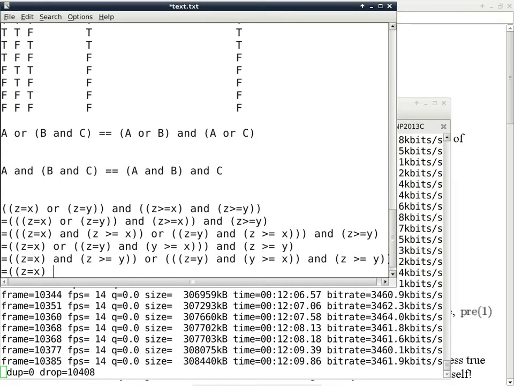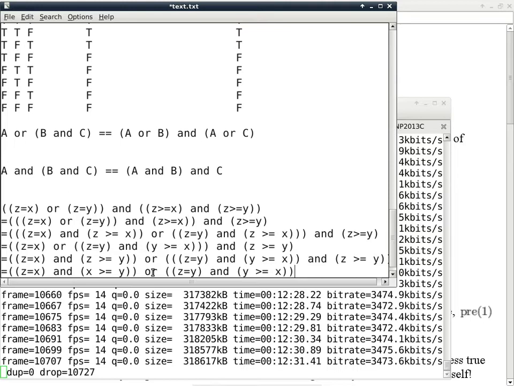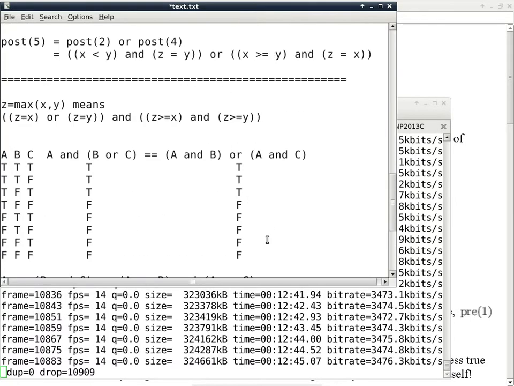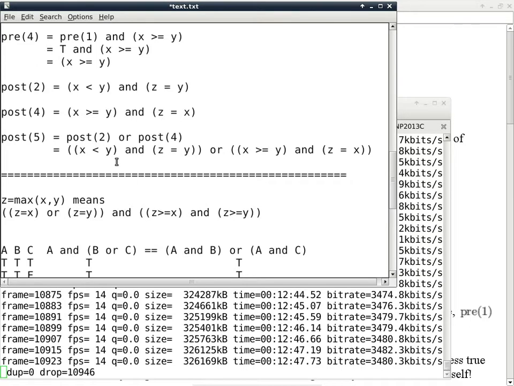So we have z equals x, and x is greater than or equal to y. Is that okay? Because we have z equals x, so we can use z and x interchangeably. And then on the other side, we have z equals y, and the same thing, y is greater than or equal to x. Because these two actually mean the same thing when z and y are the same. So we did not go anywhere, did we? Well, we did go somewhere, but not to the point where it is equivalent to this.